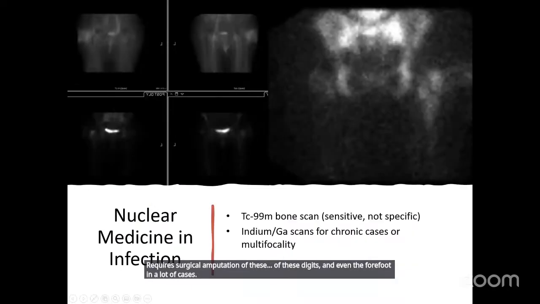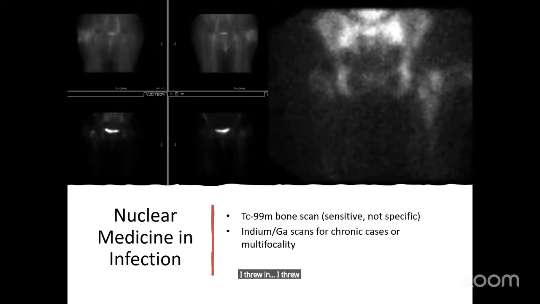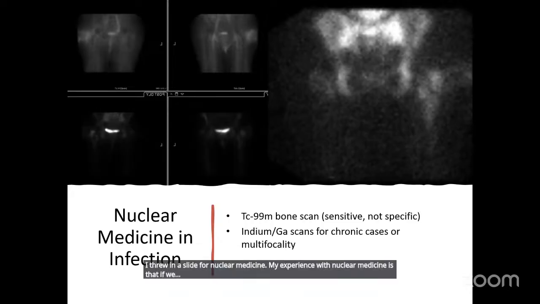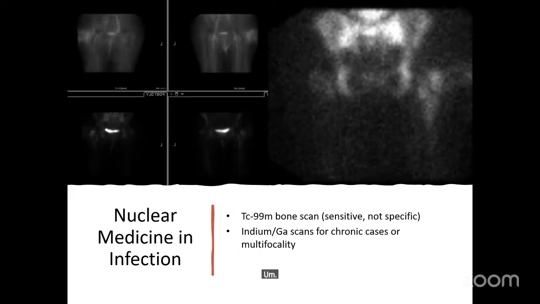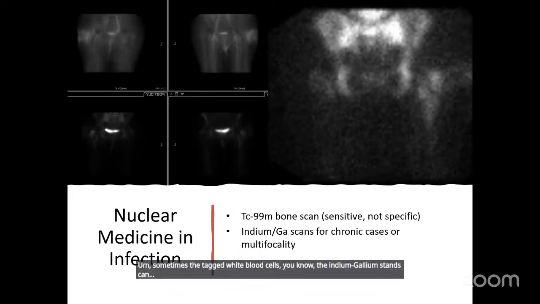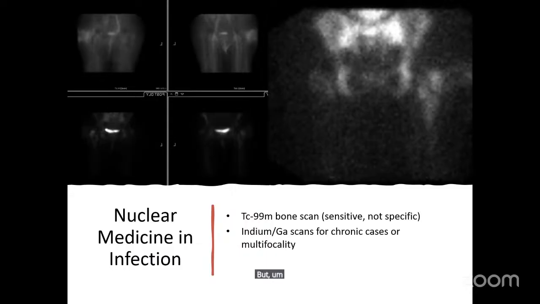I threw in a slide for nuclear medicine. My experience with nuclear medicine is that if we see something on MR, nuclear medicine may not be incredibly helpful, even if we're not sure if it's infected or not, because, like I said, it's very, very sensitive, not very specific in a lot of cases. Sometimes the tagged white blood cells, the indium gallium scans can be a little better, but if they see some tracer uptake in those regions, a lot of times it's kind of a differential, which then still includes infection. So a lot of times these go to biopsy, regardless.